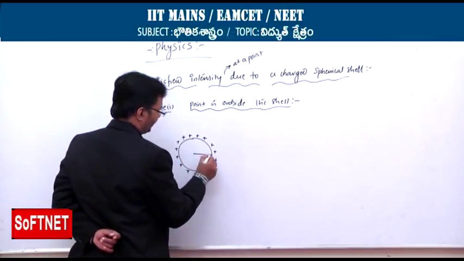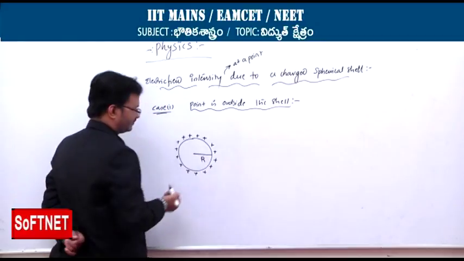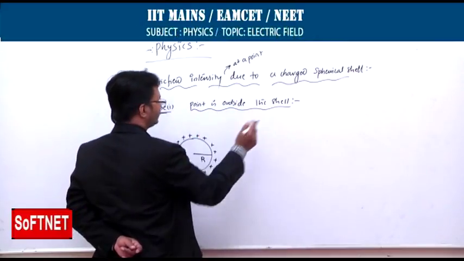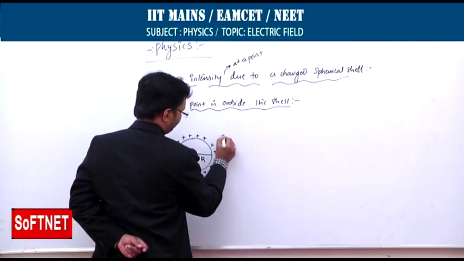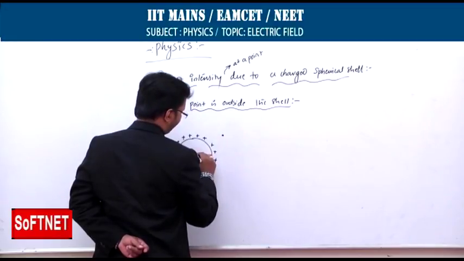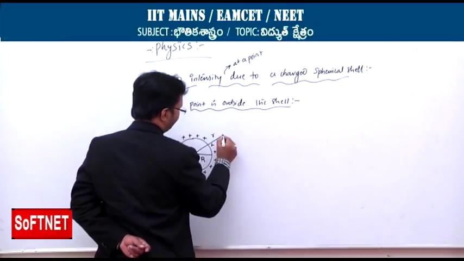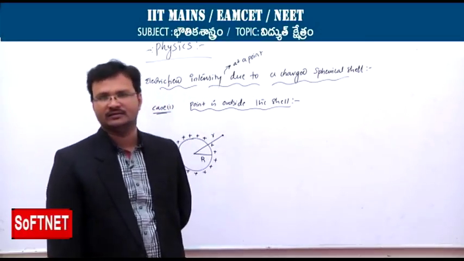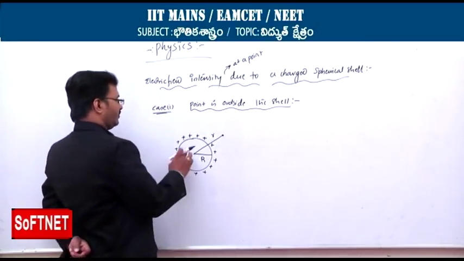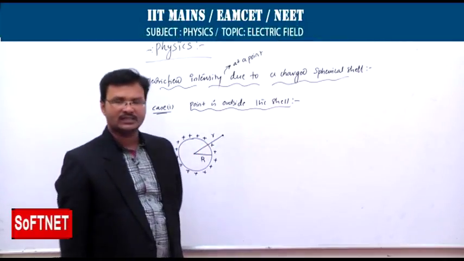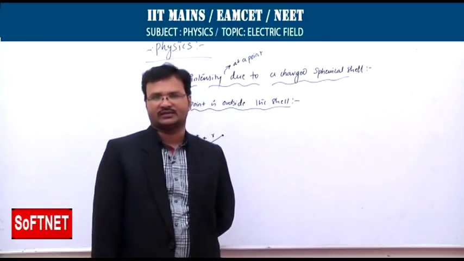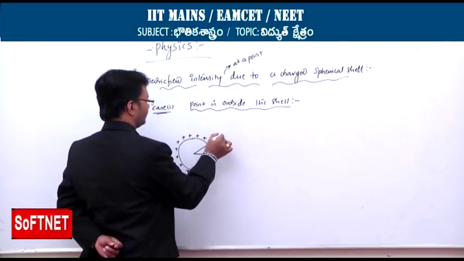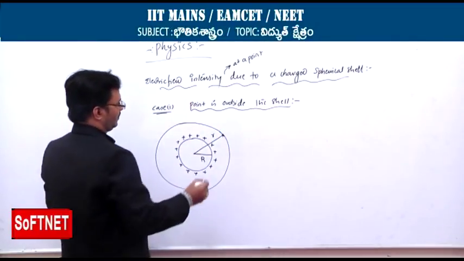The radius of this sphere I am taking as capital R. Clear? Now at this point, what is case 1? The point is outside the spherical shell. This point is at a small r distance from the center. At this point we need to find the electric field intensity. If we want to apply Gauss law, compulsorily we need a closed surface. Am I right? Now which type of closed surface can we assume here? It is a spherical Gaussian surface.